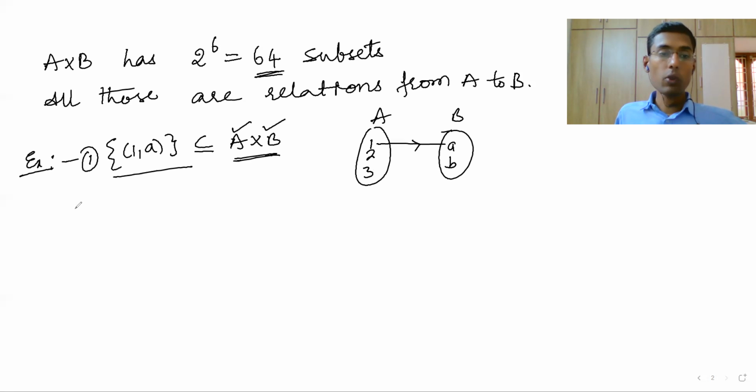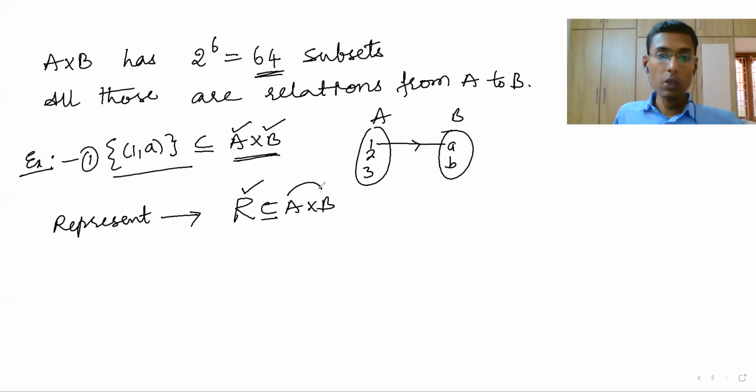So therefore, what is a relation? A relation is simply a subset. So you can write the representation like this: R is a subset of A cross B. That means R is a relation from A to B.